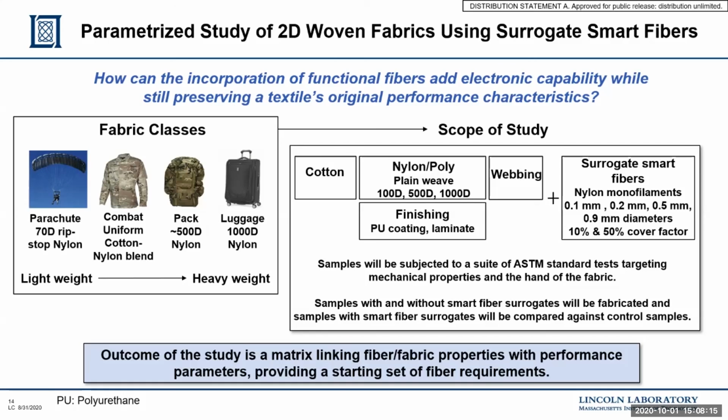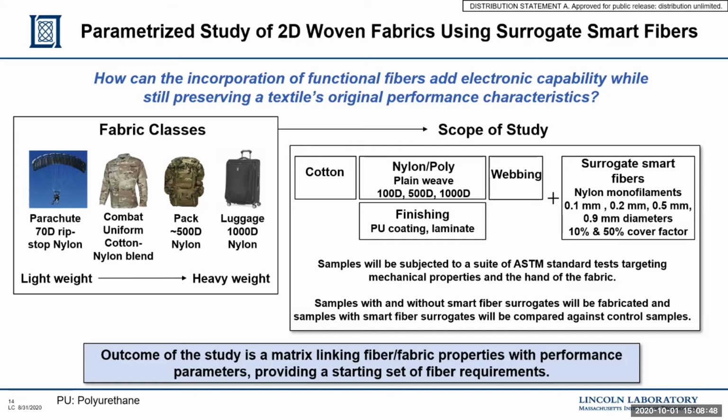So with that, I'll describe the full scope of our parametric study. I hope the previous few charts clearly illustrated what we're trying to address, namely the question of how the incorporation of functional fibers can add electronic capability while still preserving a textile's original performance characteristics. Previous charts focused the comparison on the yarn level, and now we're starting to extend our understanding to the fabric level as well. So here there are some additional parameters that can be manipulated to potentially account for differences at the yarn level, such as the cover factor or how many picks are inserted with your monofilament as opposed to a traditional yarn.